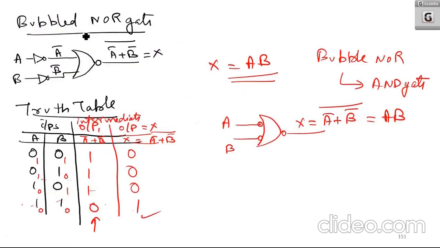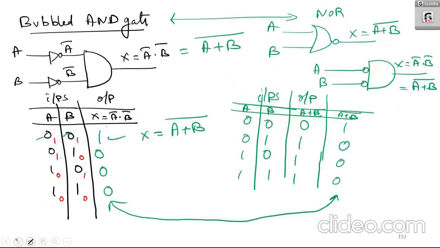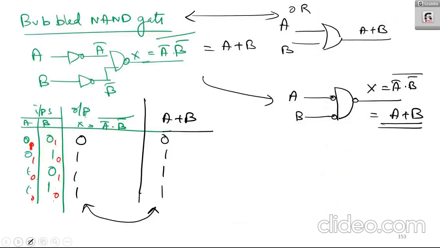Then what is bubbled NOR? Bubbled NOR is equivalent to AND gate. Then bubbled AND gate. Bubbled AND gate is equivalent to NOR gate. Then comes bubbled NAND gate. Bubbled NAND gate is equivalent to OR gate.